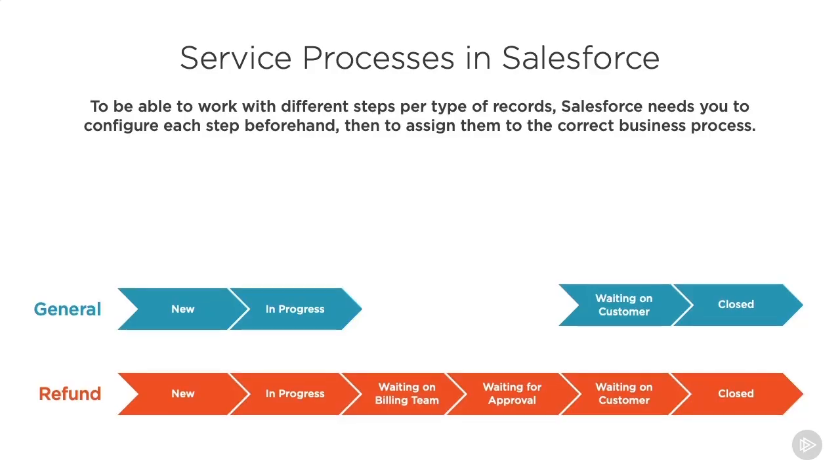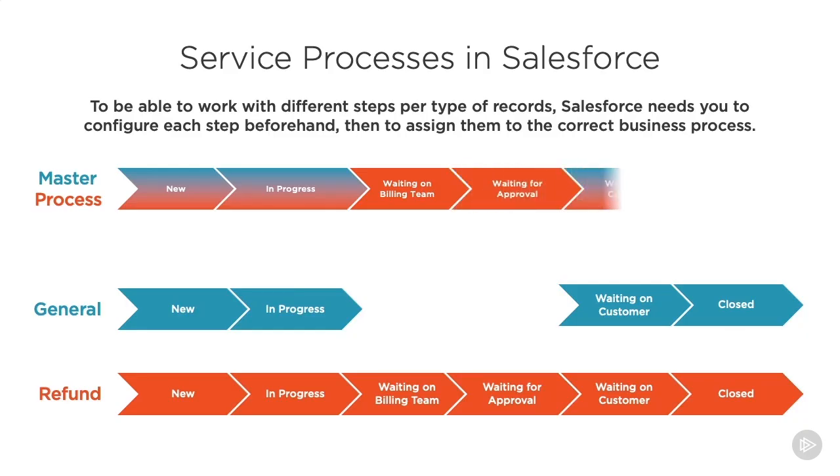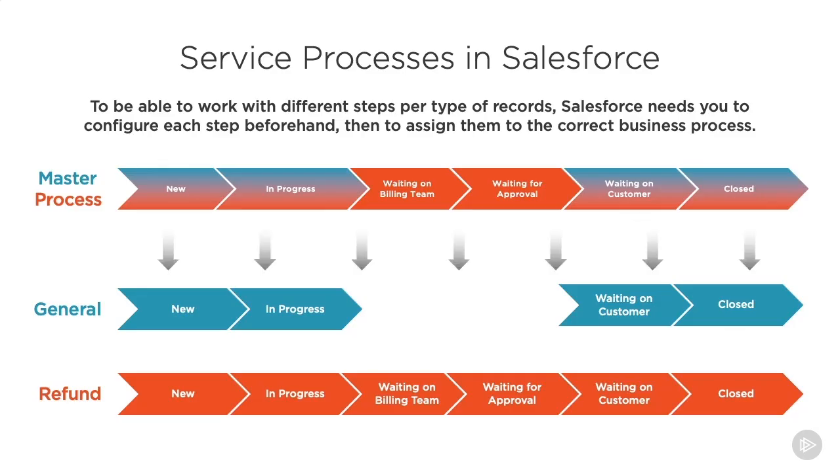Now, in order to model those steps in Salesforce Service Cloud, we will need to conceive what's called a master process. A master process is a list of all the steps that need to be taken by a case. Now, as you can see on this diagram, our general and refund service processes share 4 stages: new, in progress, waiting on customer, and closed. So what we'll be able to do is to apply the same stage to both processes. In between in progress and waiting on customer, we have very specific steps to the refund process. That's not an issue. All we have to do is add all of those individual steps to the master process.